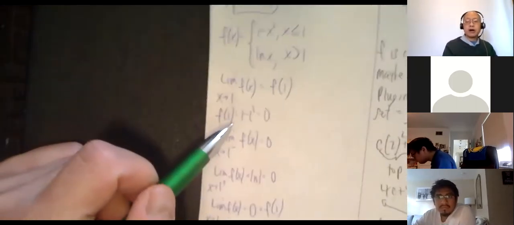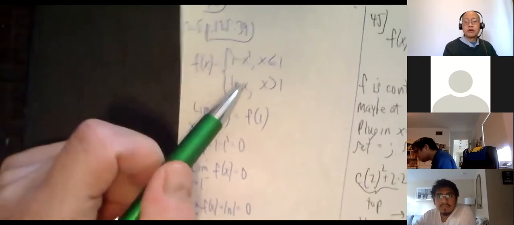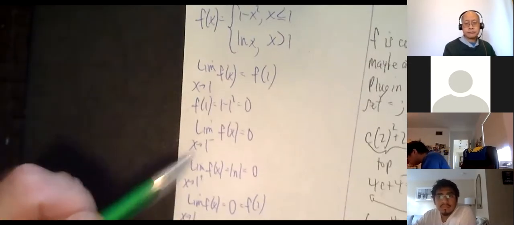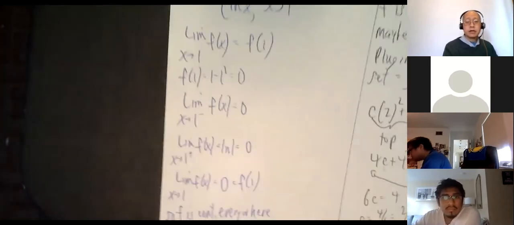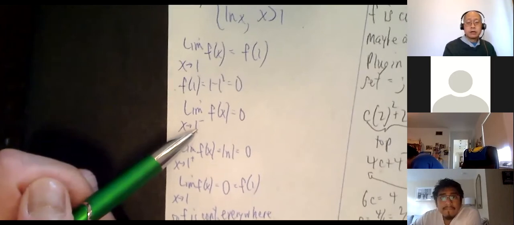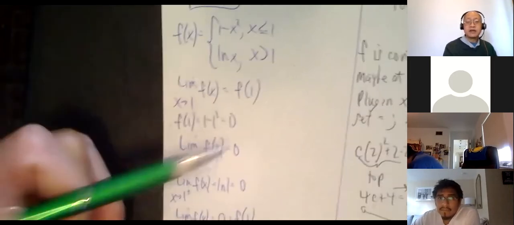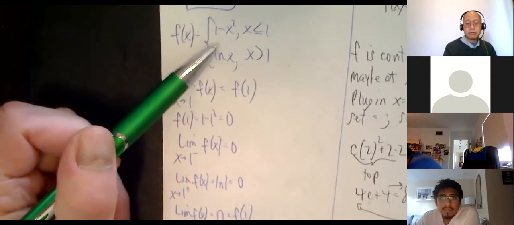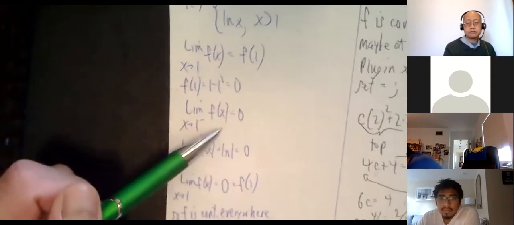All right, so what's f of 1? So you plug in 1 right here. 1 minus 1 is 0. Okay, what's the limit as x approaches 1 from the left? If I approach 1 from the left, that means I obey this rule. Can you just plug in? 1 minus 1 is 0.